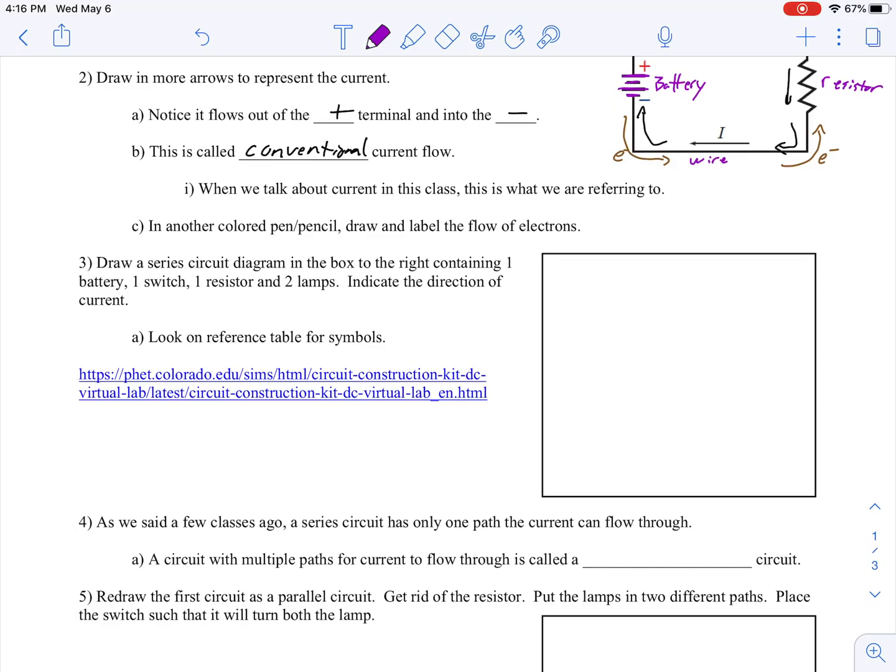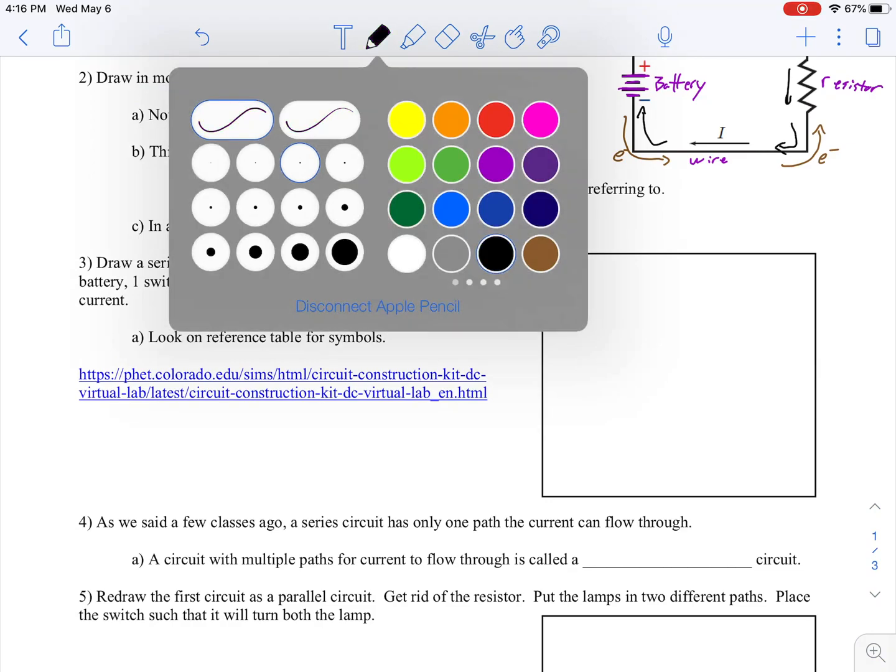Draw a series circuit diagram in a box to the right containing one battery, one switch, one resistor, and two lamps. Remember, in a series circuit there's only one path for the current to go through. Look at the reference table for the symbols, and we're also going to make this in PhET. Try it on your own first, and then we'll go over it together.